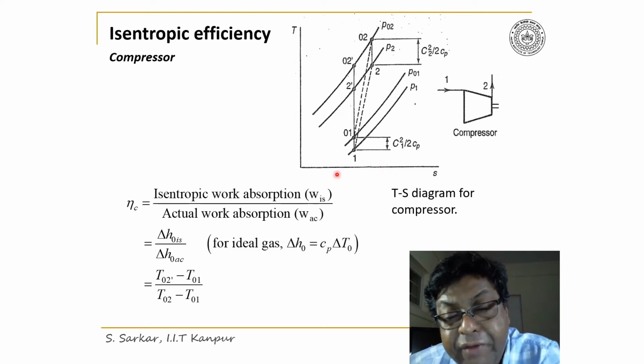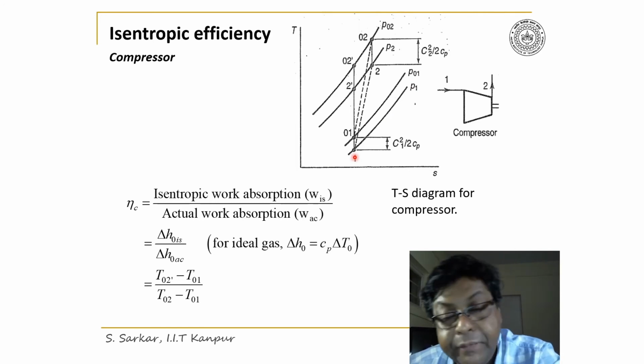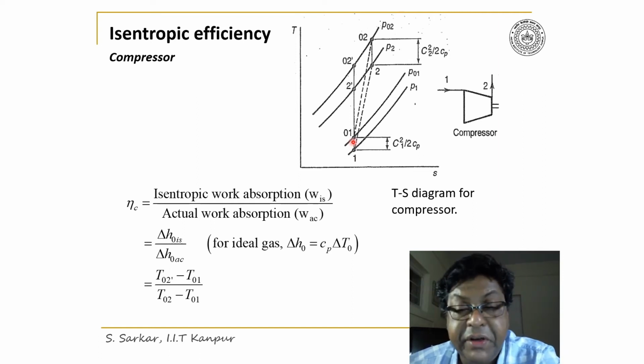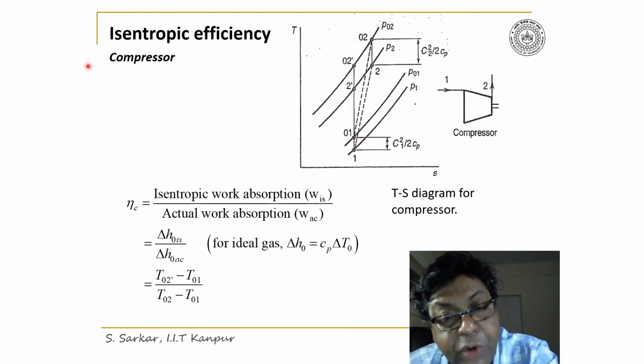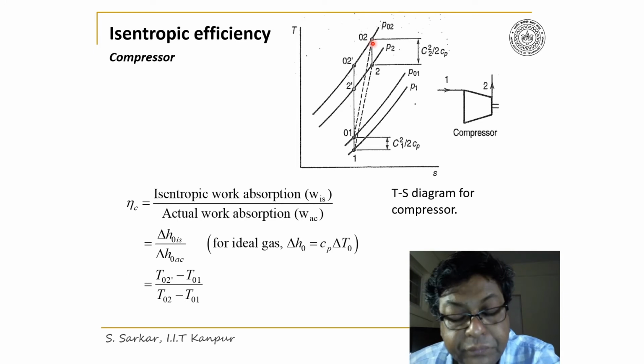Now, I have identified P1 in the T-S diagram and the state point 1. And from state point 1, if I add C1 squared by twice Cp, I would land at 0,1. C1 squared by twice Cp is the dynamic temperature. So the 0,1 state point has been marked, and thus P0,1. Now from 0,1, I have considered the actual compression process, which has been indicated by a dotted line, and 0,2 is the exit point at 2. So I have considered P0,2.